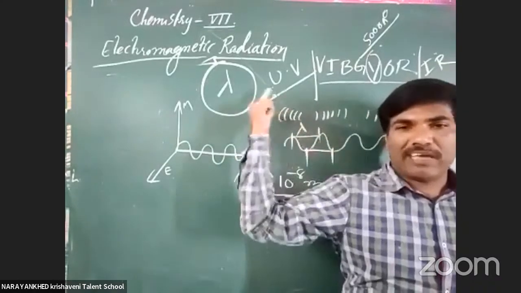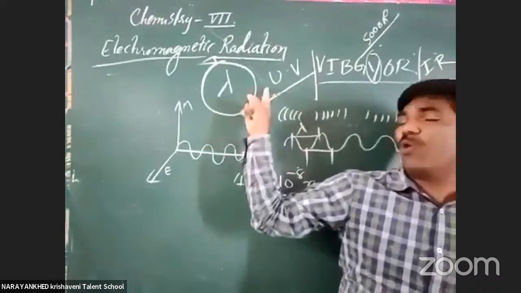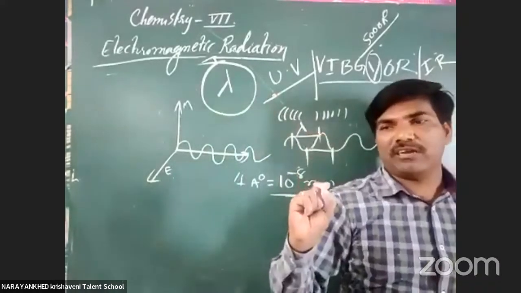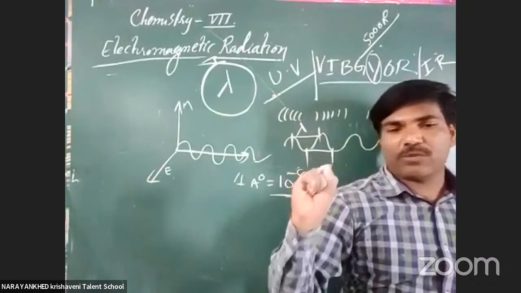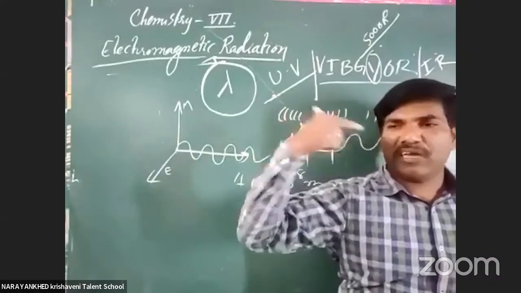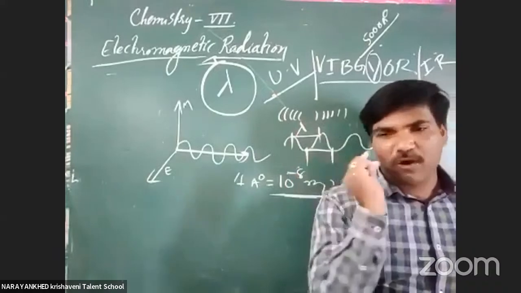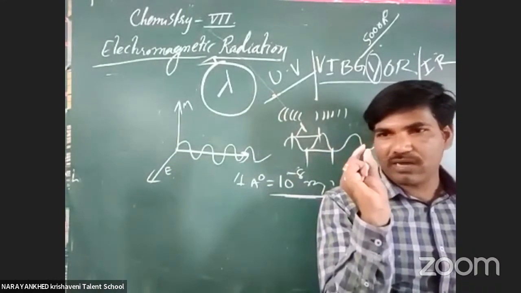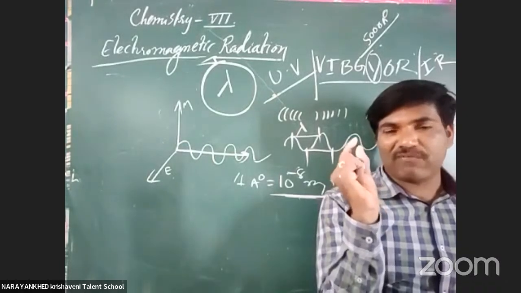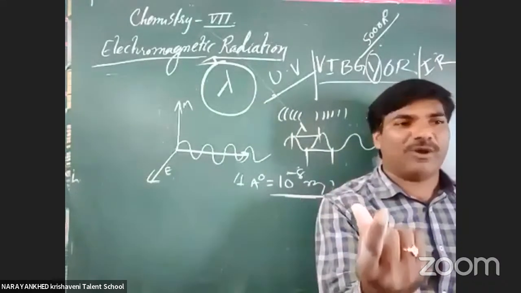Okay, now suppose X-rays contain a very low wavelength, 4 nanometers only, in the order of 10 to the power of minus 9 meters. That is very small. Our body does not contain that much of small holes. Okay, clear or not? That is why we appear yellow in color.